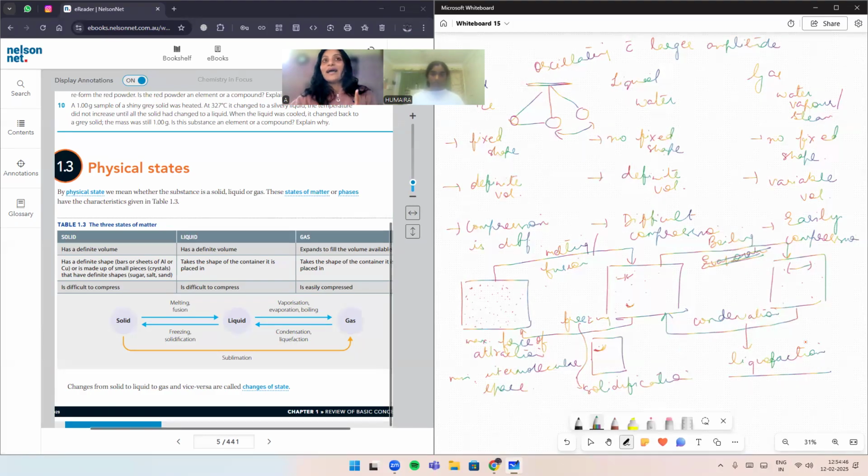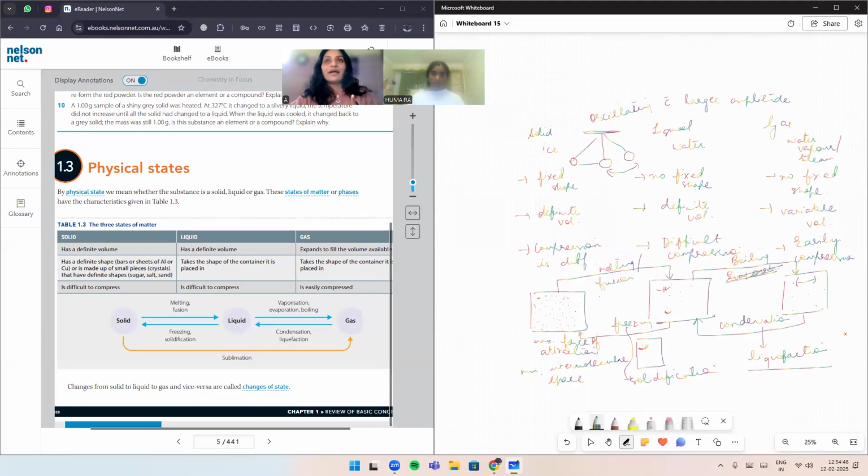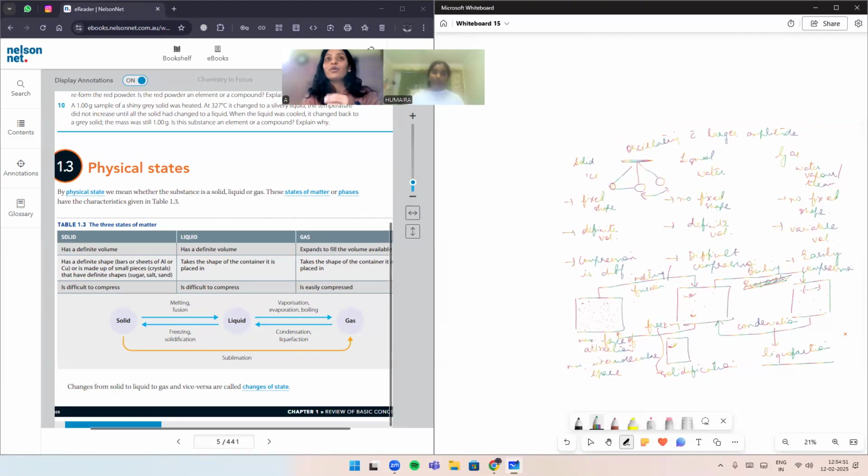I'll give you a very practical example of that: naphthalene balls. The white colored balls that we keep in our winter clothing in beds, if you remember. But see, if these naphthalene balls changed into liquid, the clothing would have been damaged, and our mothers would be like, oh no, what is happening?